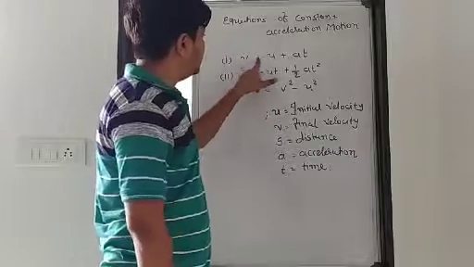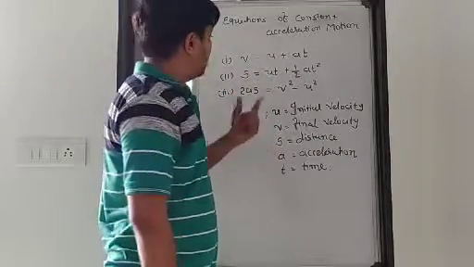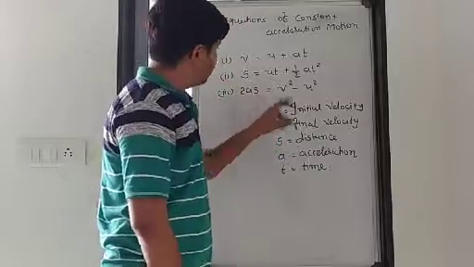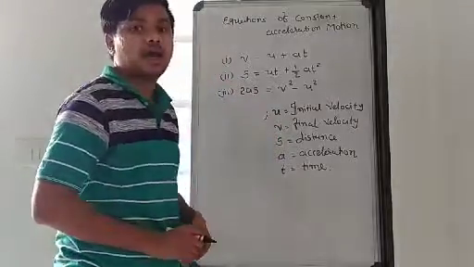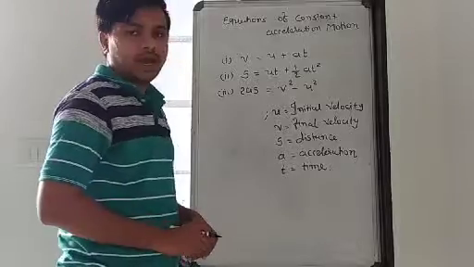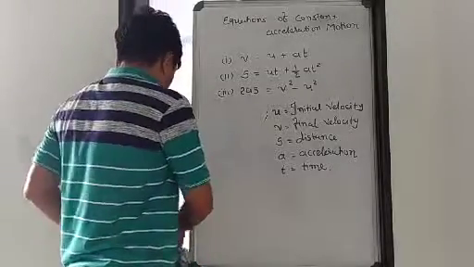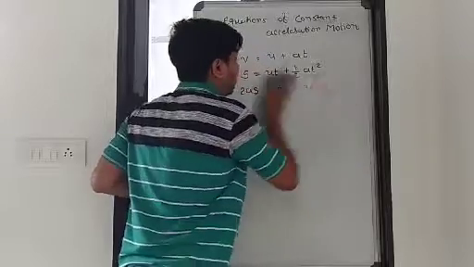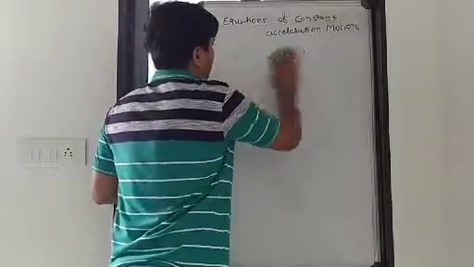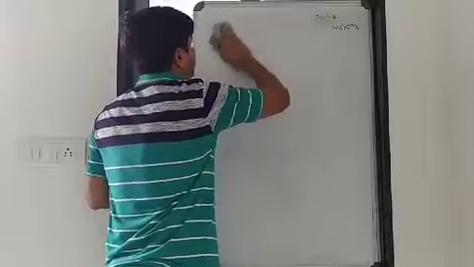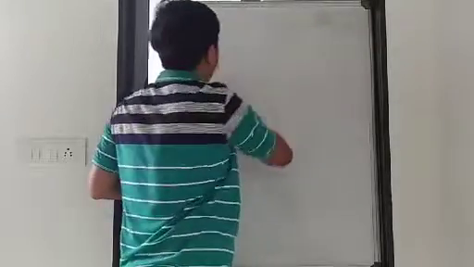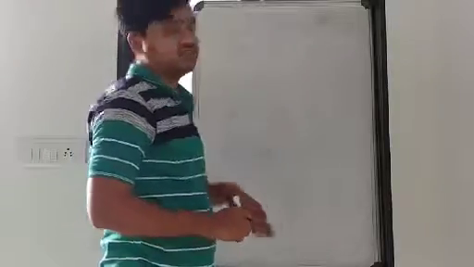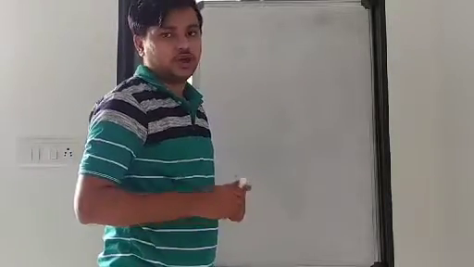The first one, V is equal to U plus AT. Second, S is equal to UT plus 1/2 AT square. The third one, 2AS is equal to V square minus U square. Okay. Now we have to obtain these equations with the help of a graph. The derivation of the equation is asked in your exam, and for this derivation you get 3 marks.